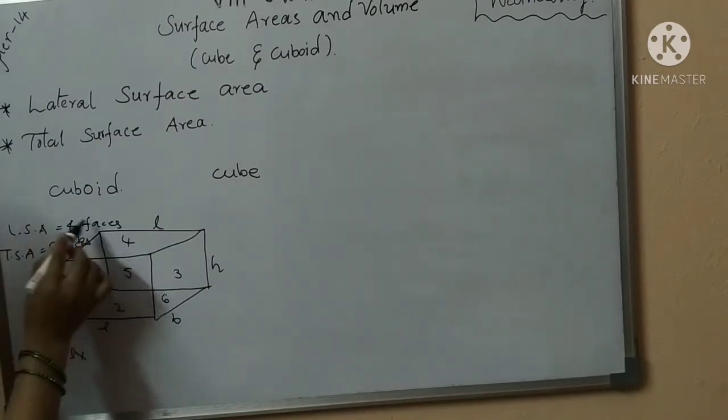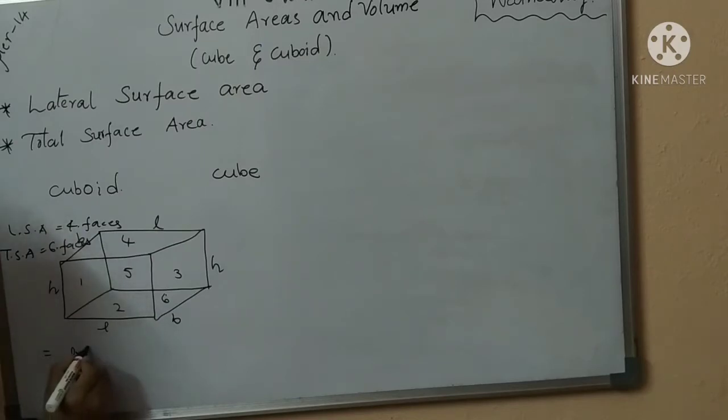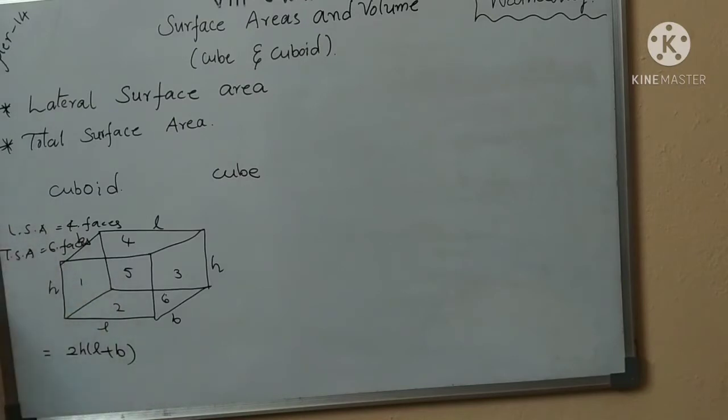How many faces are there? 4 faces, only in the lateral surface area. So the formula is 2h into (L plus B). That is the lateral surface area formula. And the total surface area is equal to 2 into (LB plus BH plus HL). It is the total surface area of a cuboid. These are all the cuboid faces, lateral surface area and total surface area.